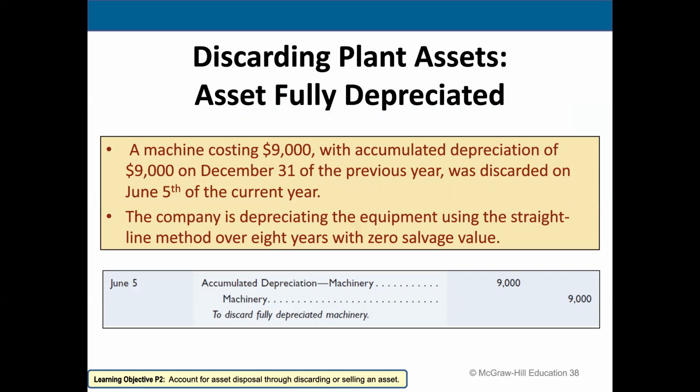So to discard of this, like we're just throwing it away, we would just debit the accumulated depreciation account that has a credit balance of $9,000. So we would debit that account $9,000. So now that account will have a zero balance. And we would credit the asset account, machinery, $9,000. And so now that account would have a zero balance. And we've taken the asset fully off of our books. So this is what it would look like to discard an asset that was fully depreciated.